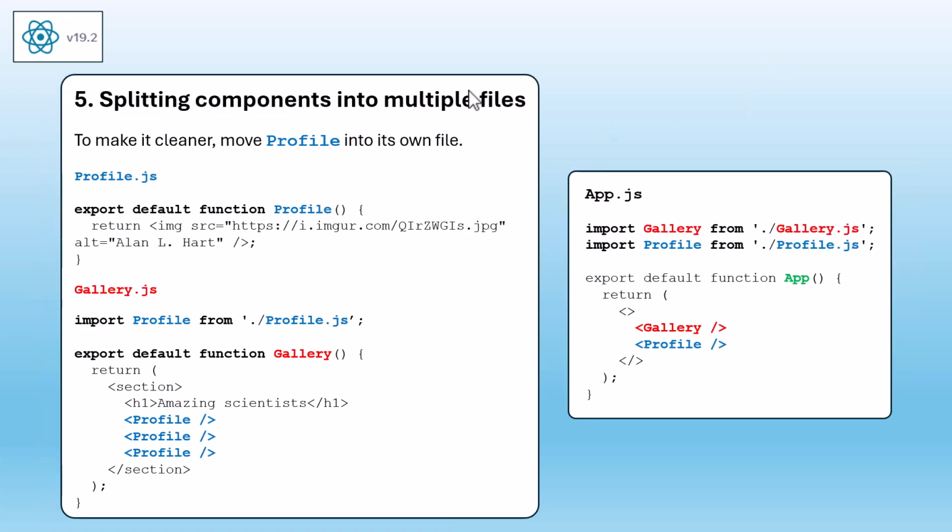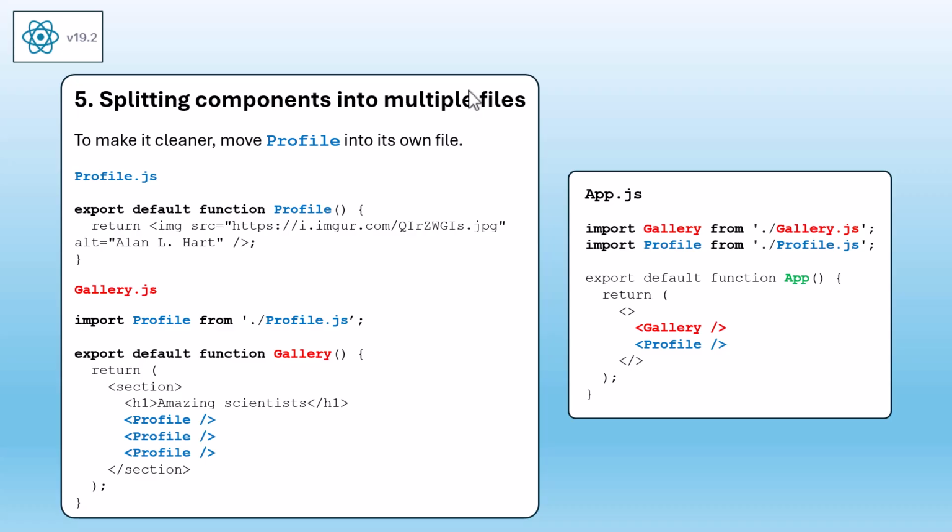5. Splitting components into multiple files. Now let's talk about splitting components into multiple files, which is one of the most important habits to develop as your React projects grow. So far, we've seen how to create and export components from a single file, but when too many components live together, your file can quickly become hard to read and maintain. Splitting components into their own files makes your code cleaner, easier to navigate, and more reusable. Let's take an example. We have a profile component that displays a scientist's image, and a gallery component that shows several profiles. Until now, they might have been in the same file.